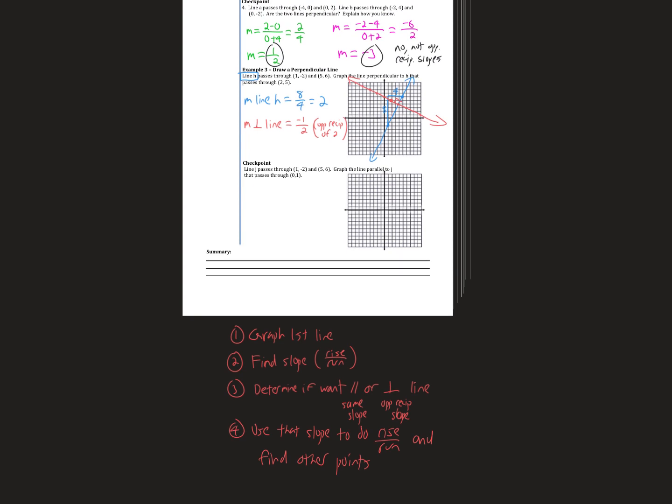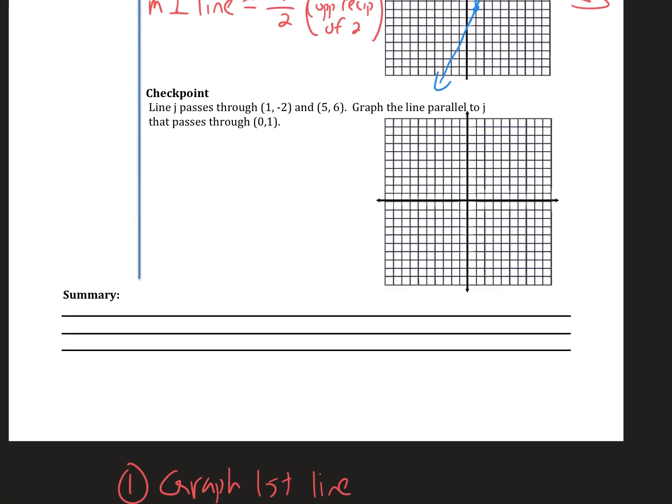So that's what we did for that last example. If you want to pause the video and try the checkpoint, give it a try. Otherwise, we'll go through it in a second. Okay, so we had this example here. We have line J. Line J we'll highlight in green here. So line J passes through 1, -2.